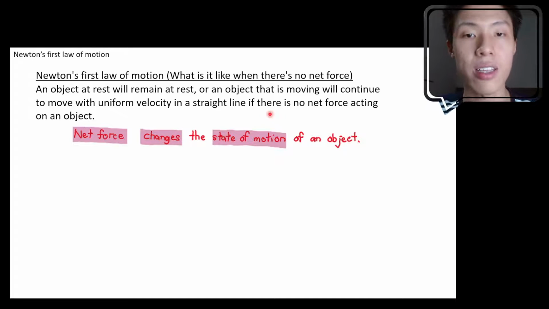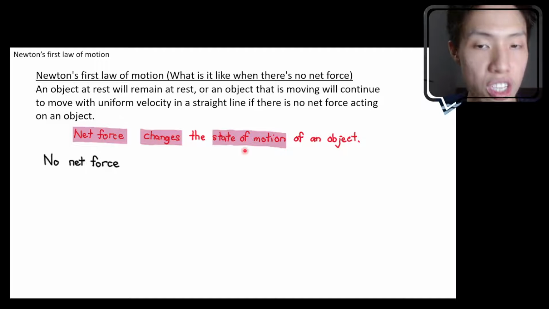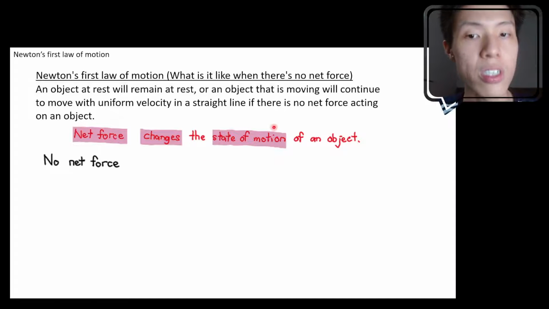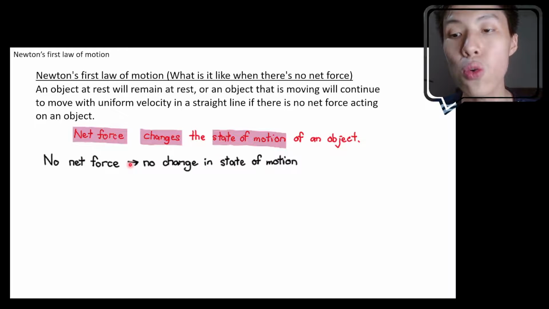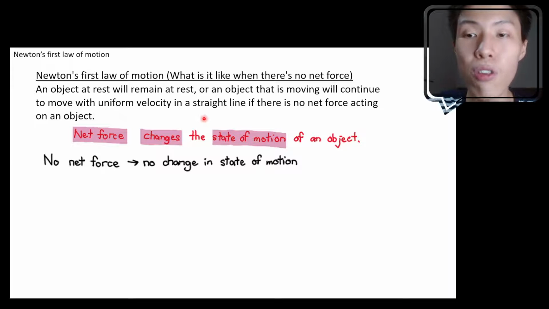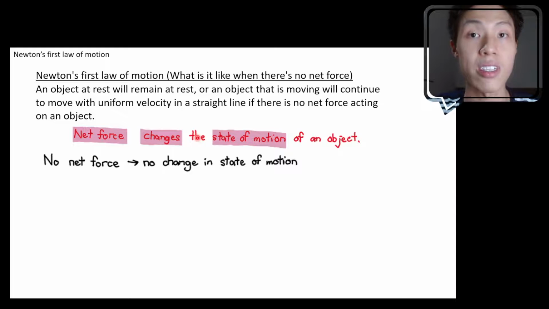Now let's flip the sentence, because Newton's first law here is on when there is no net force acting on an object, but this one is when there is net force. So let's flip the sentence. If there is no net force, what will happen? Net force changes the state of motion. So if there is no net force, then the state of motion won't be changed. If the state of motion won't be changed, there is no change in the state of motion. So you have no net force, you have no change in the state of motion. Because net force is the cause. Net force causes the change of state of motion. So if there's no net force, then you will not have any change in state of motion. I'm flipping the sentence right now.